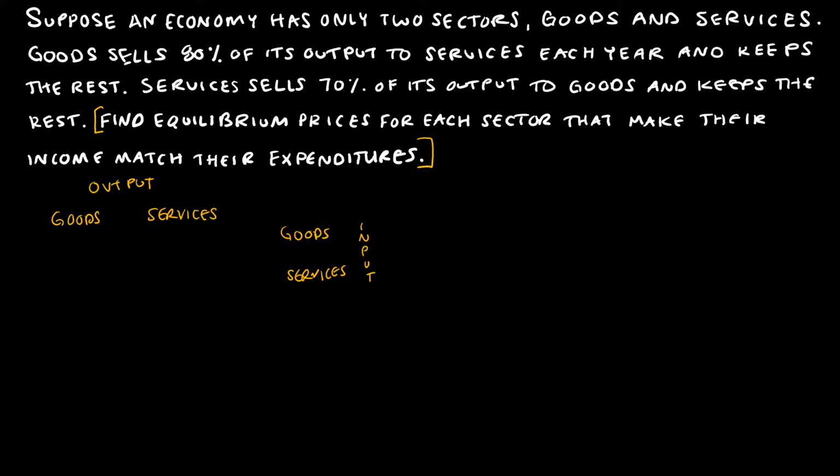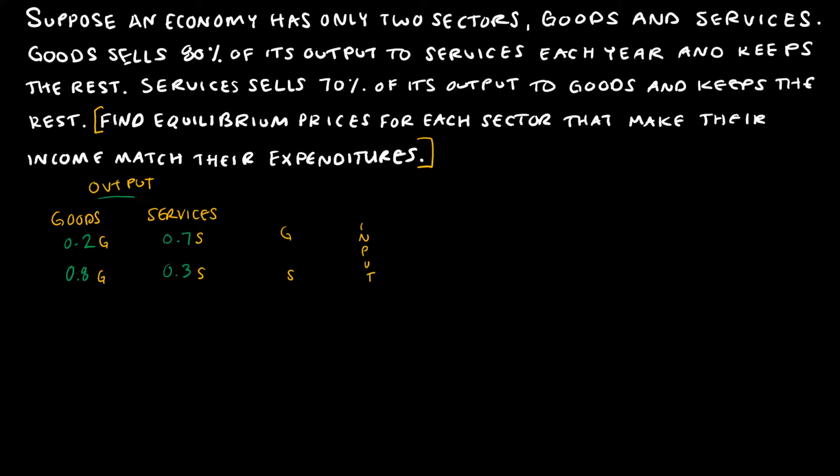So based on what we can read in the question, goods sells 80% of its output to services and keeps the rest. Again, because I'm under output. And services sells 70% of its output to goods and keeps the rest. Now, how is this helping me? Because I'm going to make this now into an equation. So, little math magic, let's use G for goods and S for services.